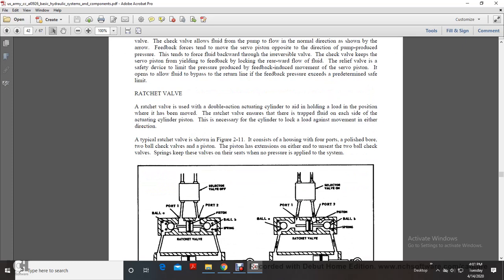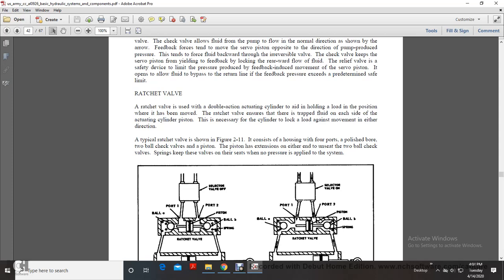The ratchet valve is used with a double-action actuating cylinder to aid in holding the loaded piston where it has been moved. The ratchet valve ensures that there is trapped fluid on each side of the actuating cylinder, necessary for the cylinder to lock a load against movement in any other direction.